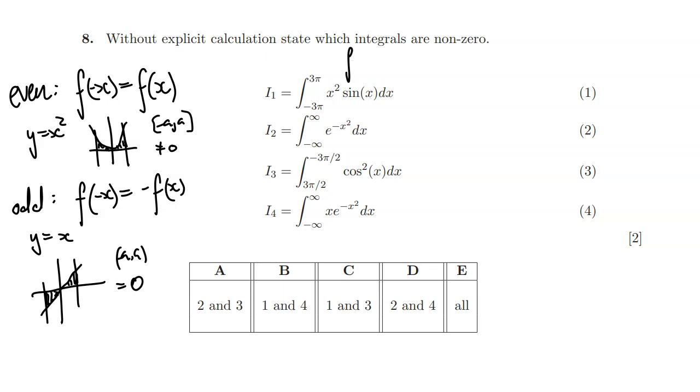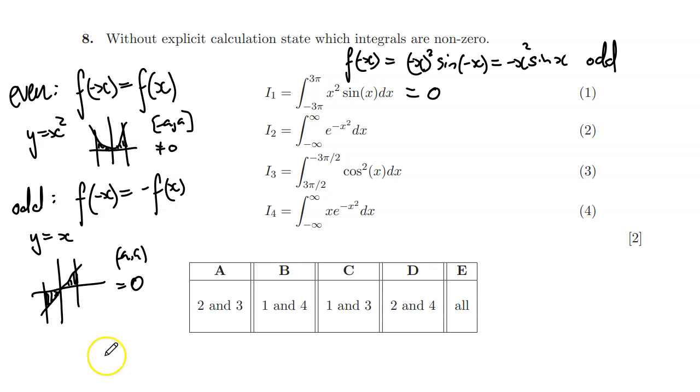So the first one, if we take f to be this function, what's f of minus x? Well, it's minus x all squared, sine of minus x, which is x squared times minus sine x, which is odd, which means this integral does indeed equal 0.